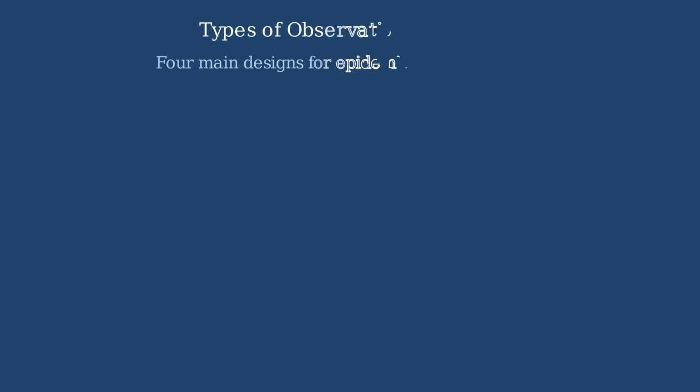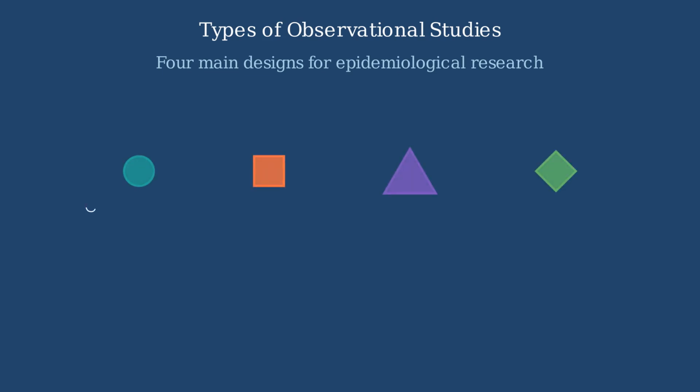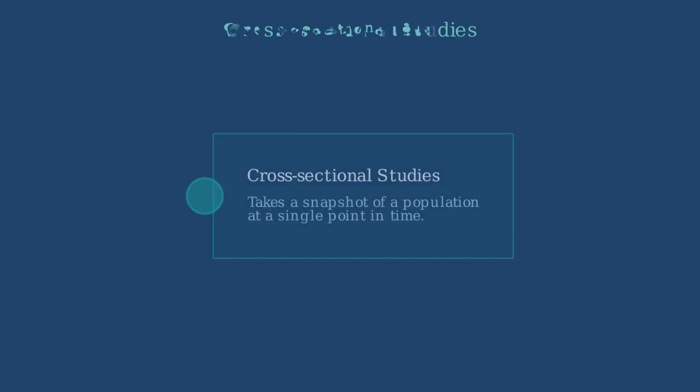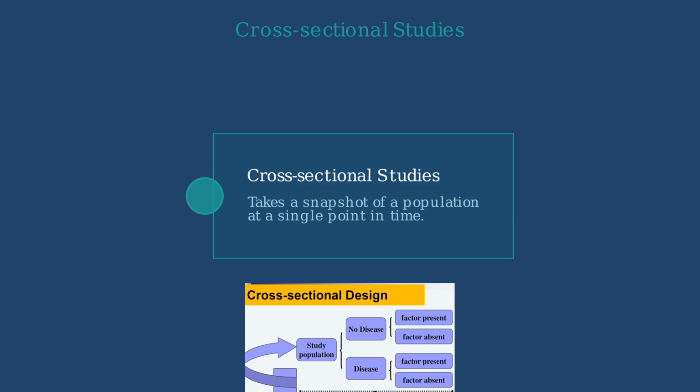Let's examine the four main types of observational studies used in epidemiological research. These include cross-sectional studies, case control studies, cohort studies, and ecological studies. Cross-sectional studies provide a snapshot of a population at a single point in time, measuring both exposure and outcomes simultaneously. They're useful for estimating disease prevalence and generating hypotheses, though they cannot establish causality.